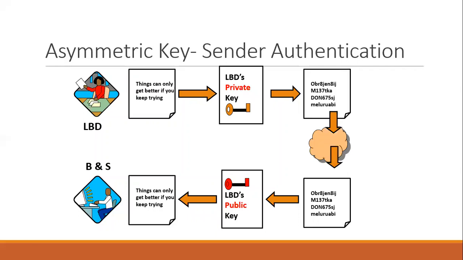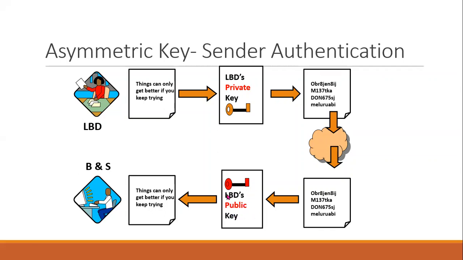How can we authenticate the sender of a message with asymmetric key encryption? If I want to send a message from the ladder back down to Black and Scott, for Black and Scott to know that that message has come from me, they need to get a hold of my public key and seek to decrypt that message. And that means that I need to encrypt using my private key, the ladder back down's private key. So, same message: things can only get better if you keep trying. Encrypt it using the ladder back down's private key. Here is the ciphertext.